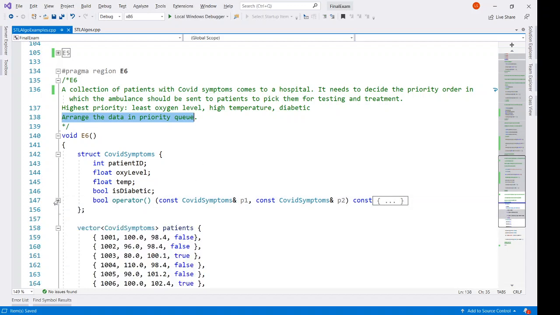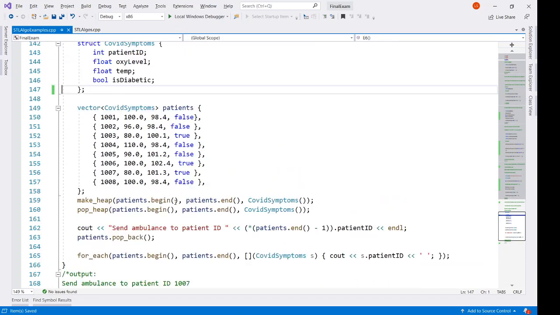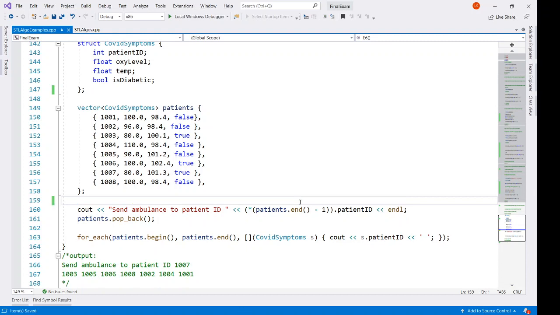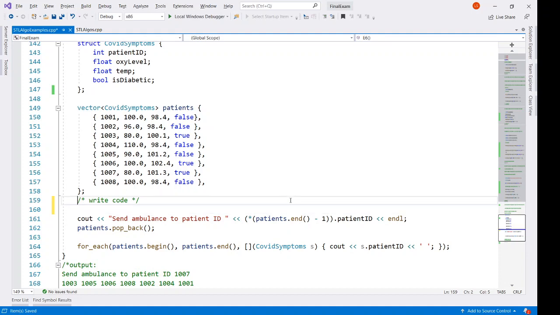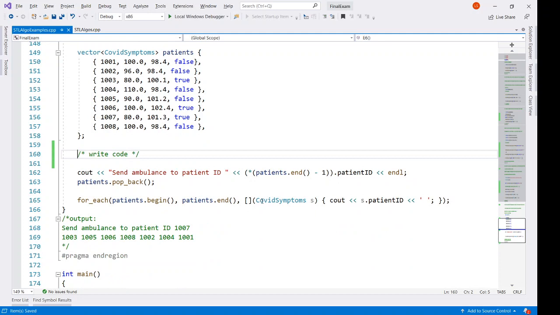Okay, so let me take this out for now. So this is the output that we want to give. So let me take this out as well. So the code should be written here. So this is our problem statement. So the output should be like this: send ambulance to patient ID 1007.